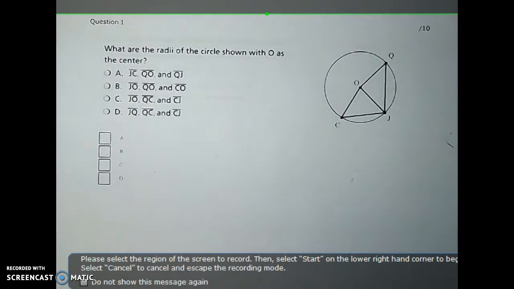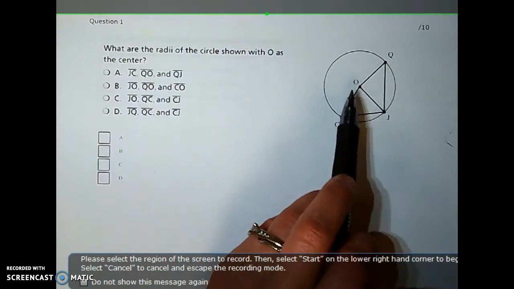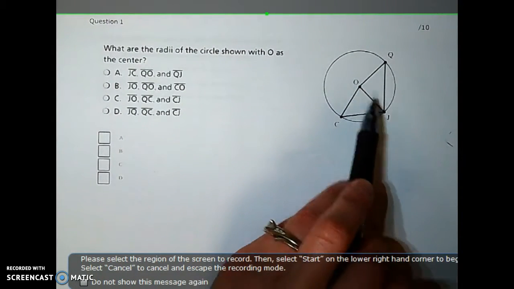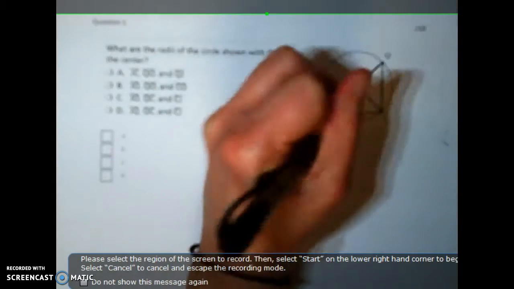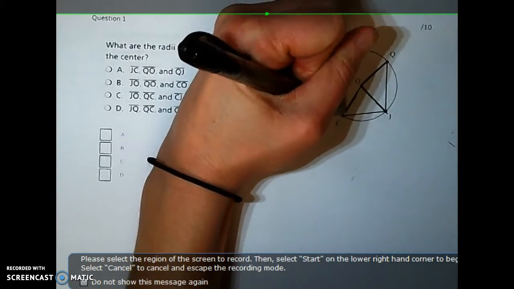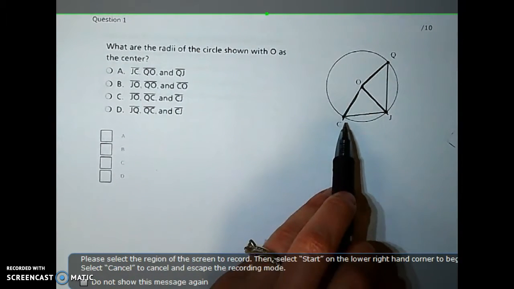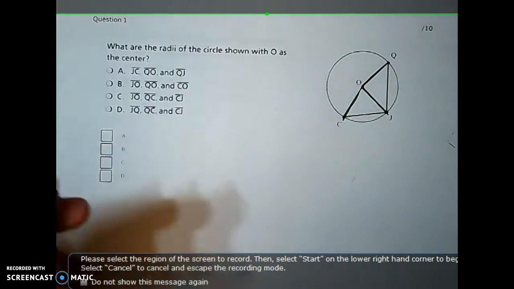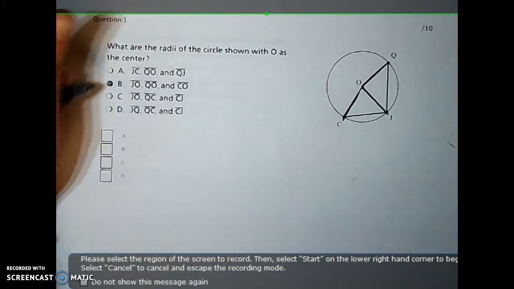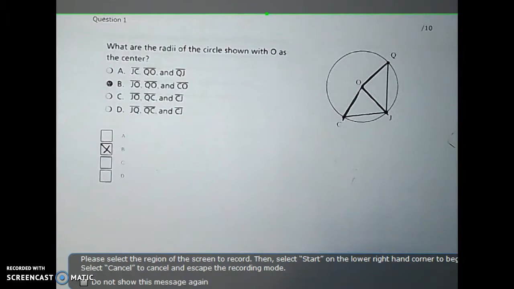So we are going to be going over the circle skills test. The first question says, what are the radii of the circle shown with O as the center? Anything that goes from the center to an outside edge is going to be a radius. So we have 3 radii here, and the names of those radii are CO, JO, and QO. So the answer to this question would be B, because those are our 3 radii.